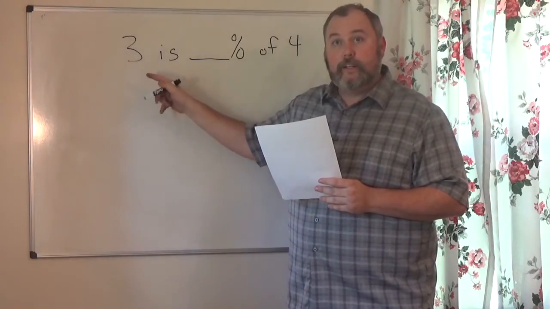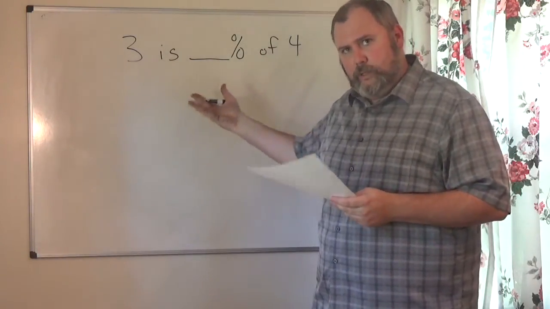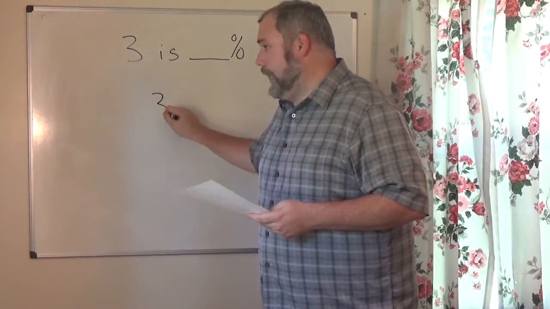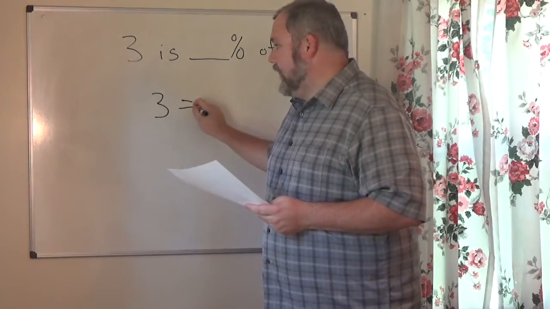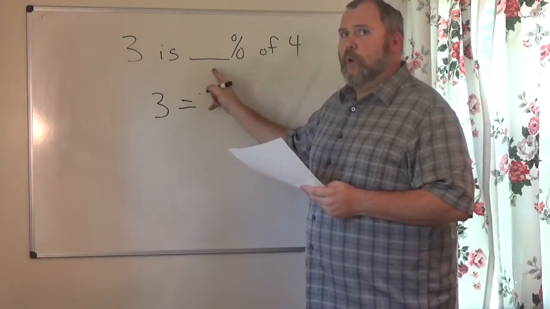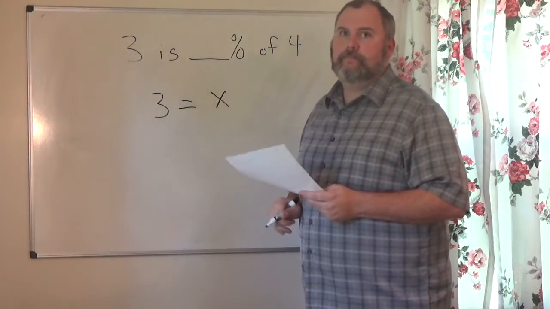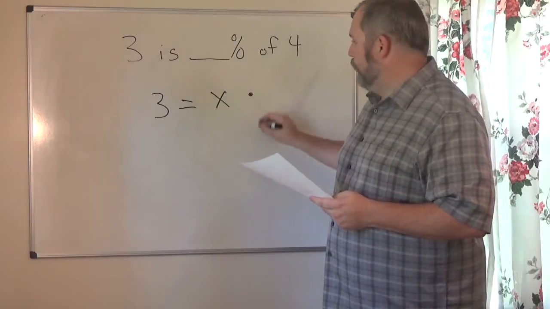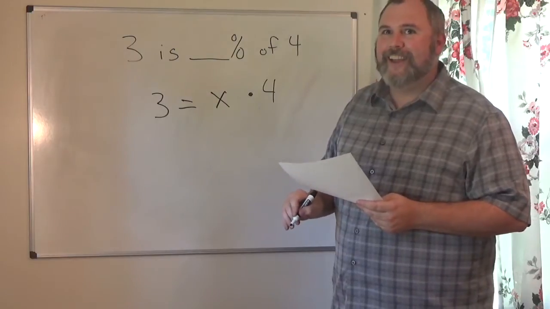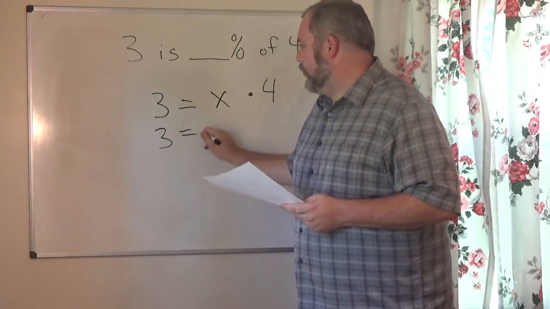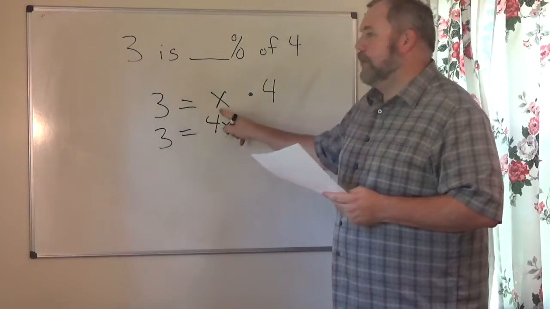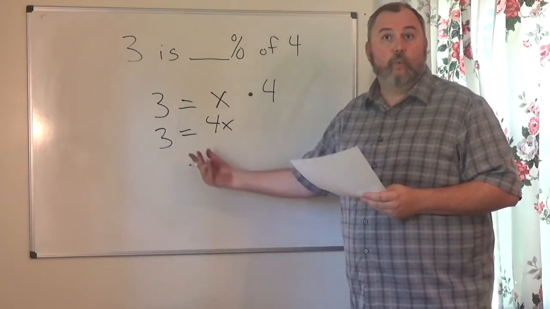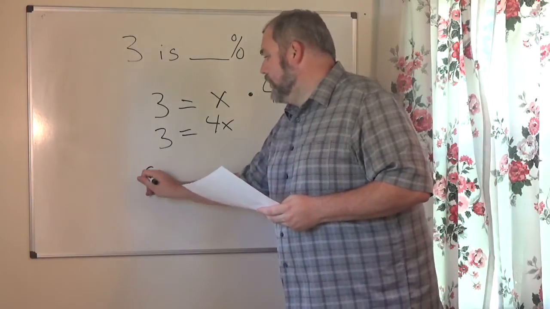All right, so 3. What I'm going to do is rewrite this problem real fast into something easier to understand. We're going to say 3 is, means equals. We don't know what this percent is, so I'm going to use the letter x. Of is multiplication. 4. I'm going to rewrite this as 3 is equal to 4x, because x times 4 is 4x. Well, this looks mighty familiar now. What do we do? We divide by 4 on both sides.